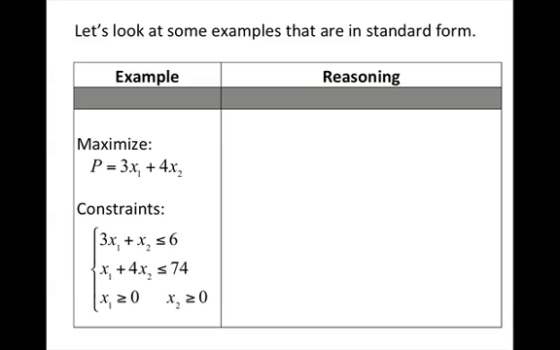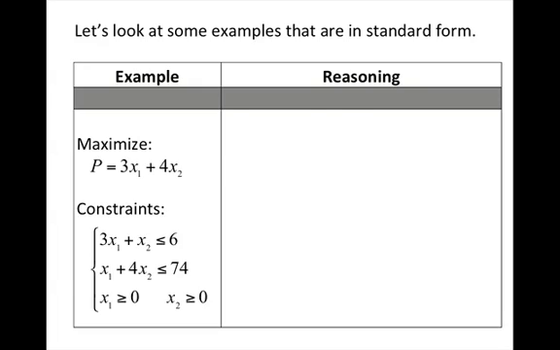So for our first example, I want to maximize p is equal to 3x sub 1 plus 4x sub 2. Now if you notice, in these problems we're not using x's and y's. With the linear programming problems, all of our variables will be x's and we'll use subscripts. Our constraints are 3x sub 1 plus x sub 2 is less than or equal to 6, and x sub 1 plus 4x sub 2 is less than or equal to 74. And then instead of having x and y greater than or equal to 0, we have x sub 1 and x sub 2 greater than or equal to 0.